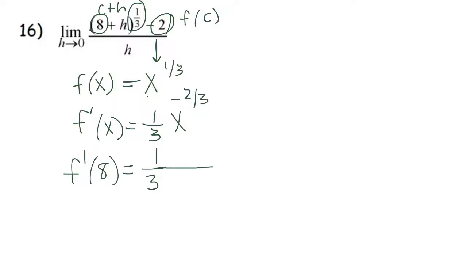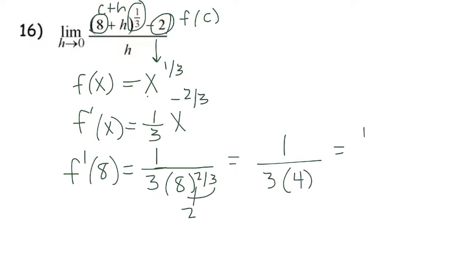And we could go ahead and move that 8 down here. So that's going to be 8 to now the positive 2/3. So that's going to be 1/3 times, well, the third root of 8 is 2, and 2 squared is 4. So it looks like we should have an answer of 1/12. Okay, and again, you can do L'Hopital's rule here, but I take that back. I don't know if I would try L'Hopital's rule here or not. Y'all give it a try and see what you come up with.